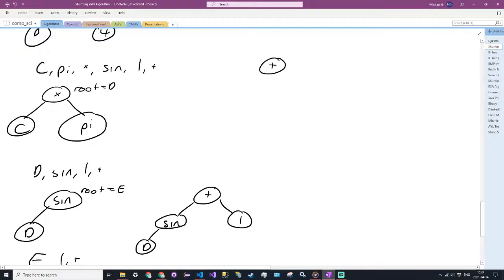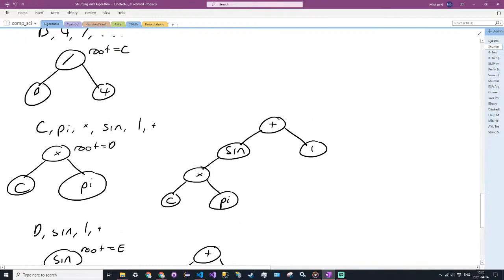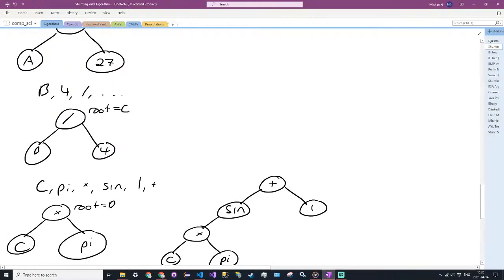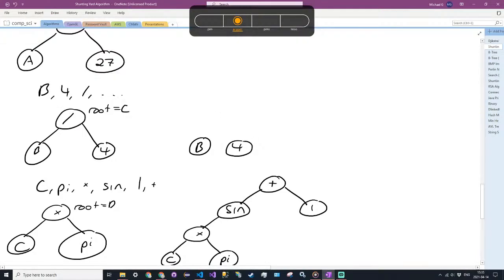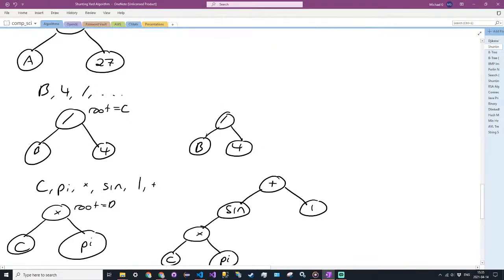So we have a plus as the root node, sine of D, but what is D? It's just this node over here. So it links to a multiplication node, and that links to a C and a pi. And then we have the 1 at the end again. Now we need to substitute for C, so we get a plus. Let me make this a little smaller, but I'll just start at the bottom with C. So the B and the 4 are linked by division, like so, and then this is linked to the multiplication with the pi, and then dot dot dot.